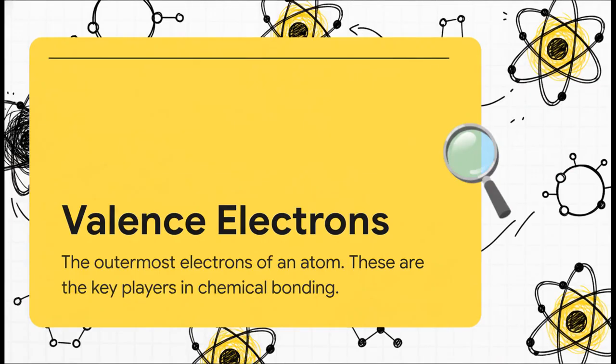Well, the trick is to focus on what really matters. See, not all of an atom's electrons are involved in the action. It's only the ones on the very outside, in the outermost shell. We call these the valence electrons. They're the key players, the ones doing all the heavy lifting in chemical bonding, and they're the only ones we need to keep track of.